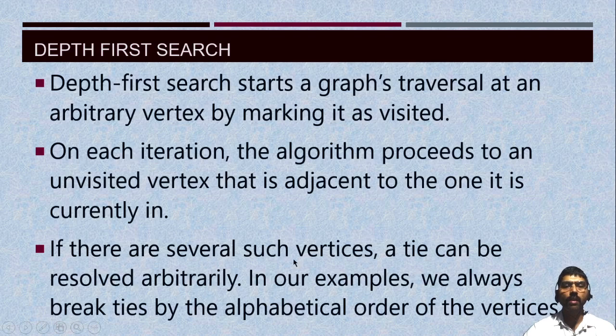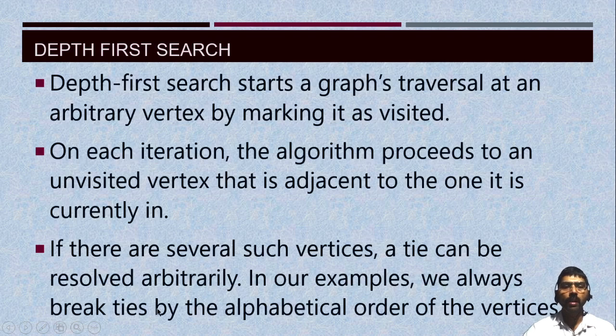If there are several such vertices, sometimes what happens is that there is more than one adjacent node which is not visited. In that case, we have to break the tie arbitrarily. That means we have to pick any one of these adjacent nodes. If you have two or more adjacent nodes which are not visited, then we have to pick any one of them.